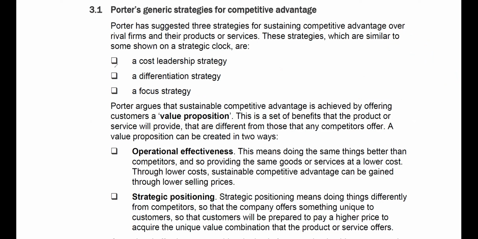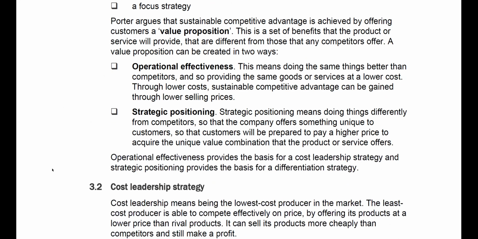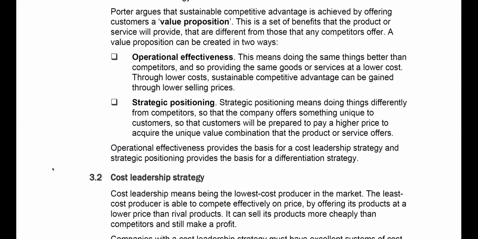It doesn't mean that now you have to use cost leadership. There are companies which implement all three, depending on what segment of the market they are in, whether the broad market or the narrow market. Are we okay? Now, Porter argues that sustainable competitive advantage is achieved by offering customers a value proposition. In modern language or practically, we call this an irresistible offer.